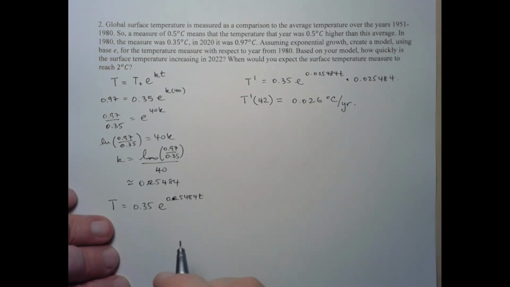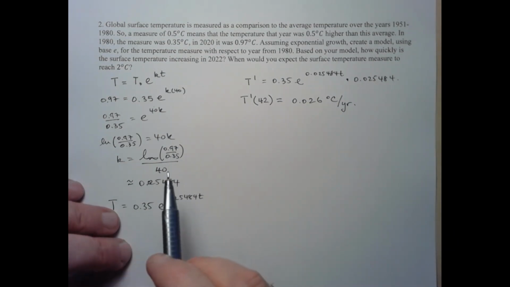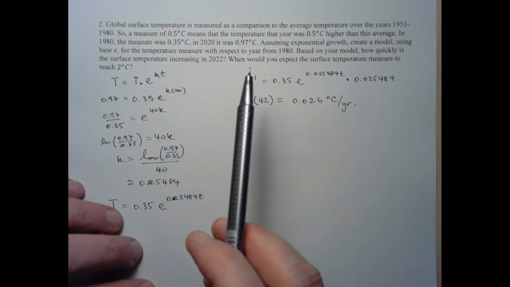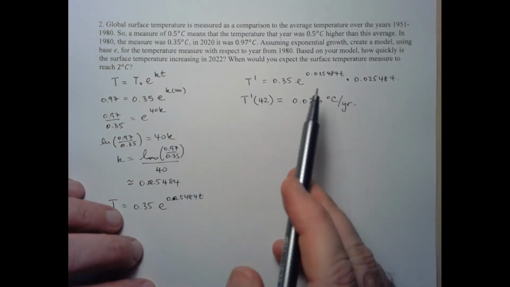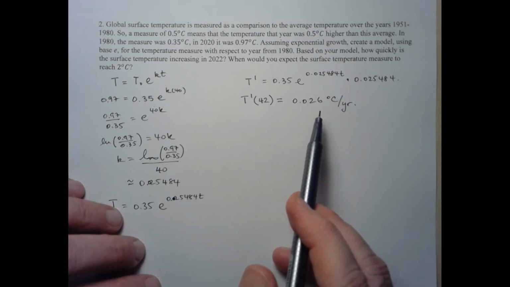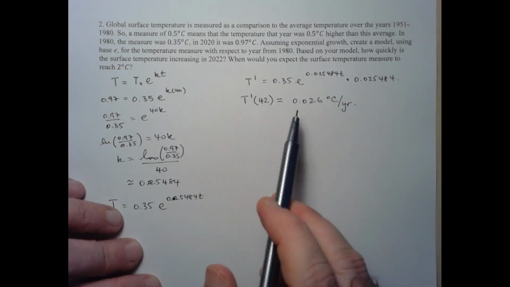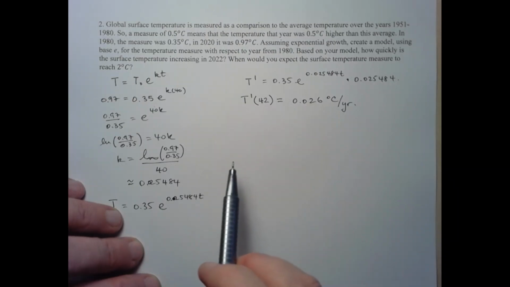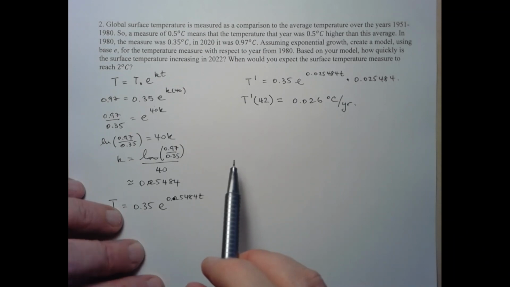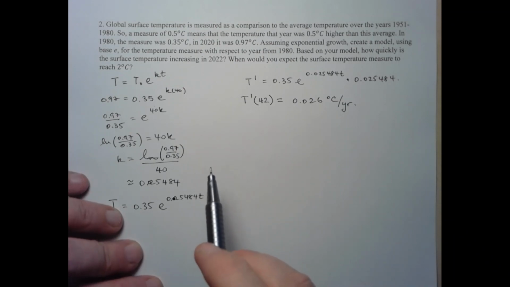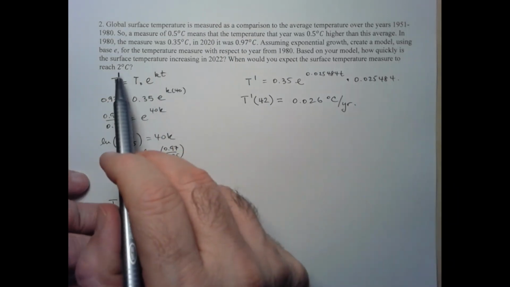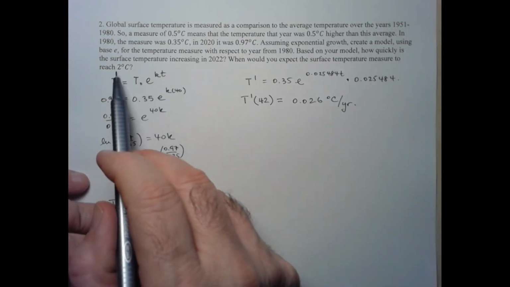Okay, so according to this model, going from the information we have from 1980 to 2020, this is the conjecture that we would have made for 2022. It'd be interesting now that 2022 has passed to see how this compares to the actual rate of increase of the temperature of the Earth. Okay, so now the last thing here, it says, when would you expect the surface temperature to measure to reach 2 degrees?